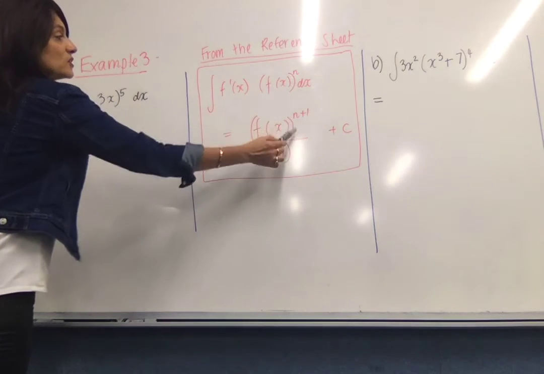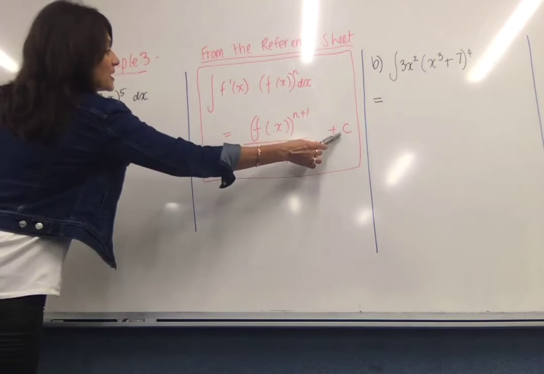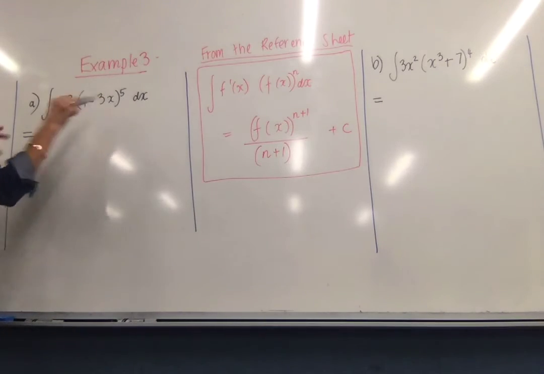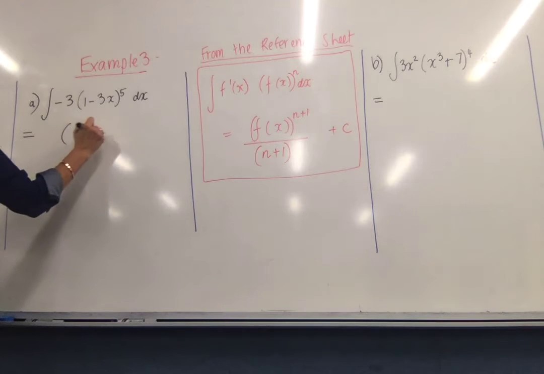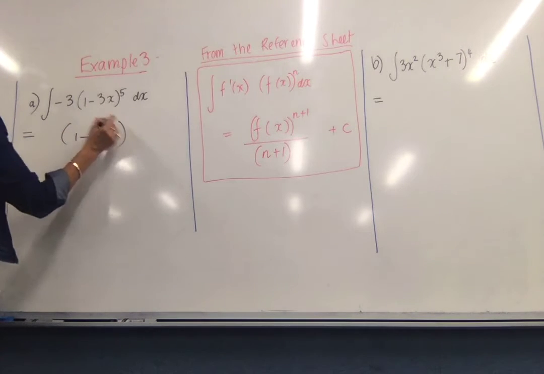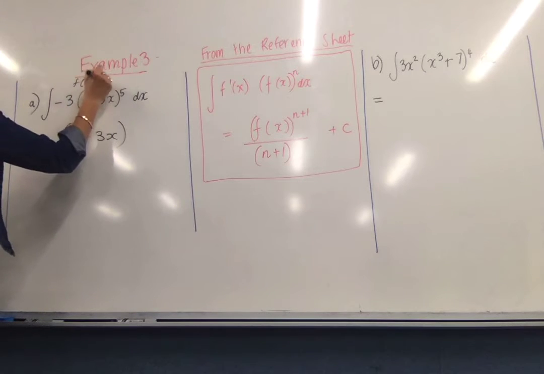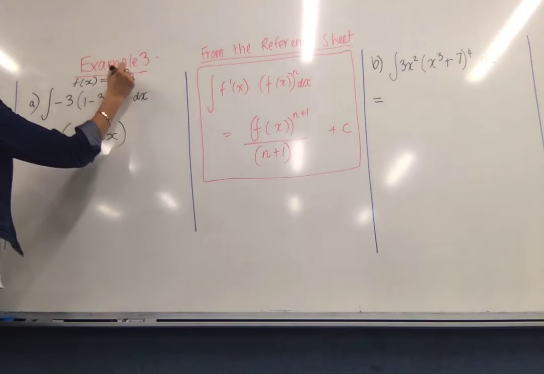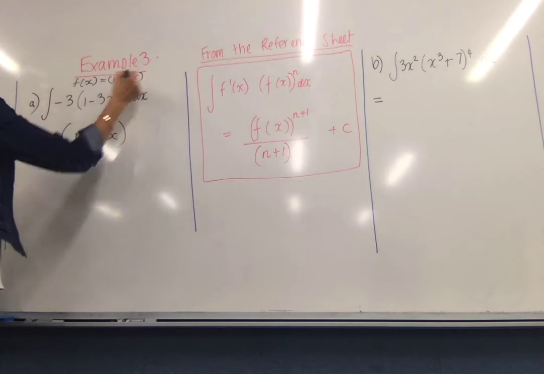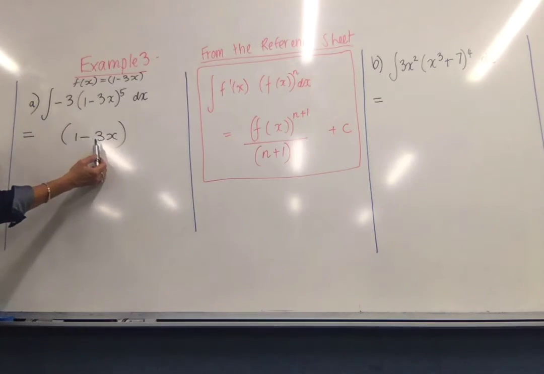Now the reference sheet states that the result for this is the function to the power of n plus 1 over n plus 1, plus our constant. So our function here is 1 minus 3x. Now we're going to take that function. So for this question, f of x is equal to 1 minus 3x, and we're using this result here to help us.